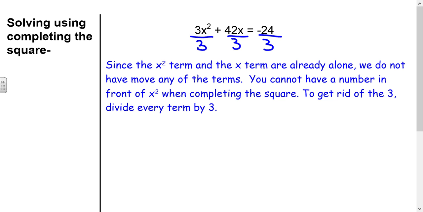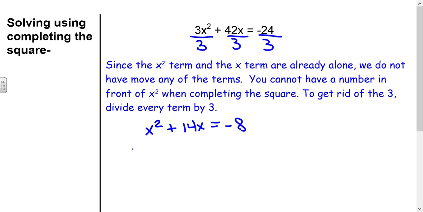And so then we end up with x squared plus, and that would be, let's see, 14x equals negative 8. So now we're back down to a regular equation like we did last time. So now we have to complete the square.